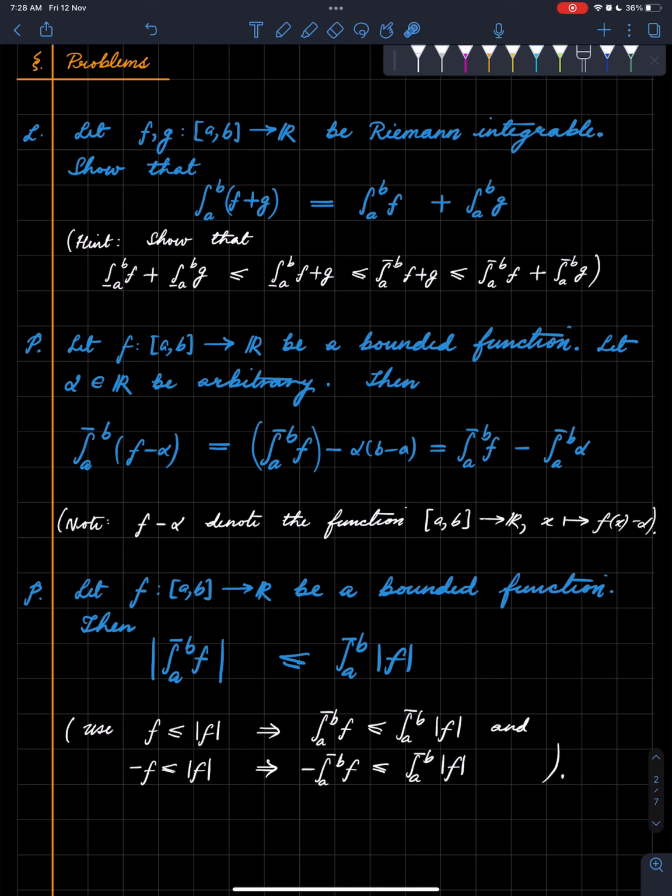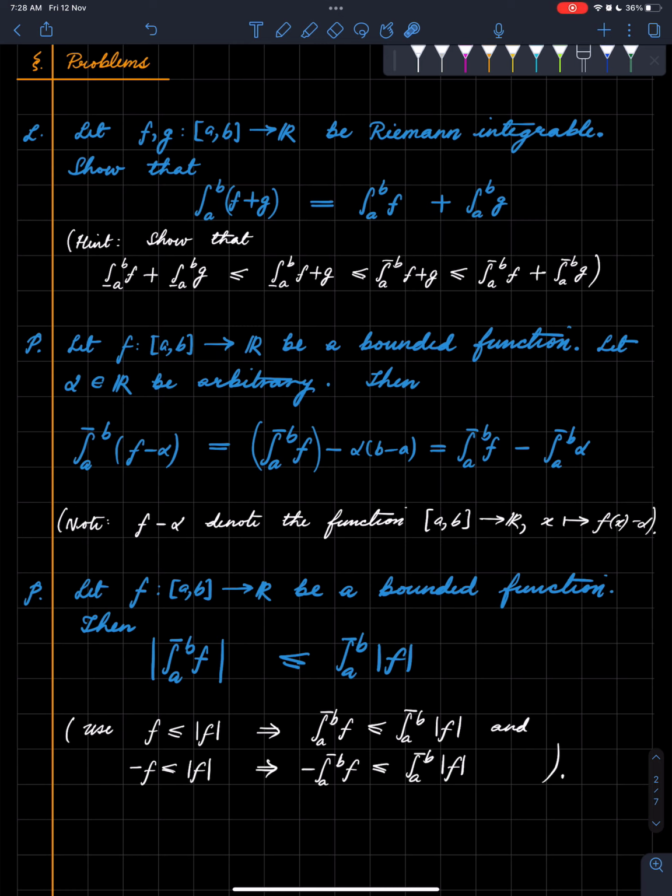Another thing is that suppose you have a bounded function, not necessarily Riemann integrable, just a bounded function, and alpha is some real number, then consider the upper integral of f minus alpha. And what is f minus alpha? f minus alpha is the function going from here to here, which takes x to f(x) minus alpha. So this is just a notation for this function, and I'm sure it was already clear, but anyway.